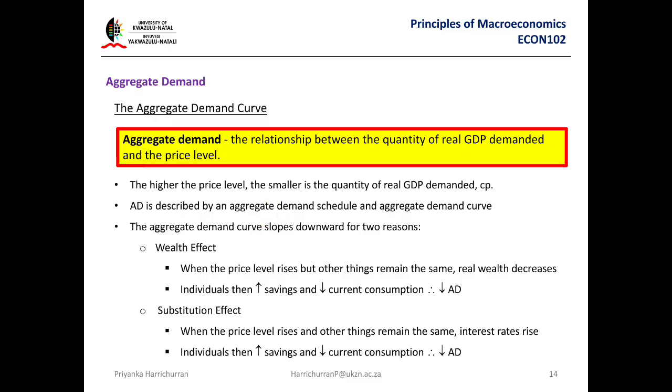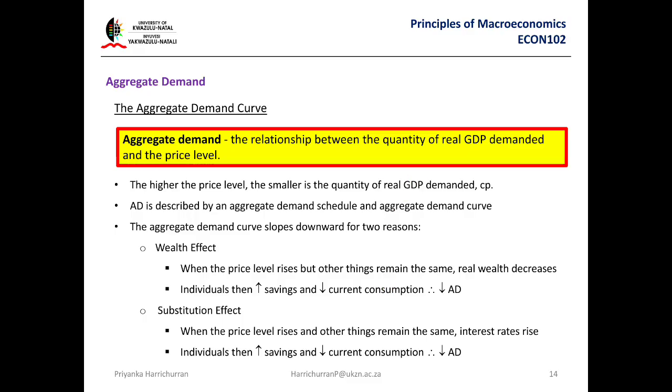So why does the aggregate demand curve slope downwards, right? In microeconomics, we would say because of diminishing marginal utility. But here in macroeconomics, it's different because we're dealing with aggregate demand. Aggregate demand means the entire amount of goods and services. That is why we say real GDP, all the goods and services. You see, different. There are two things, the wealth effect and the substitution effect.